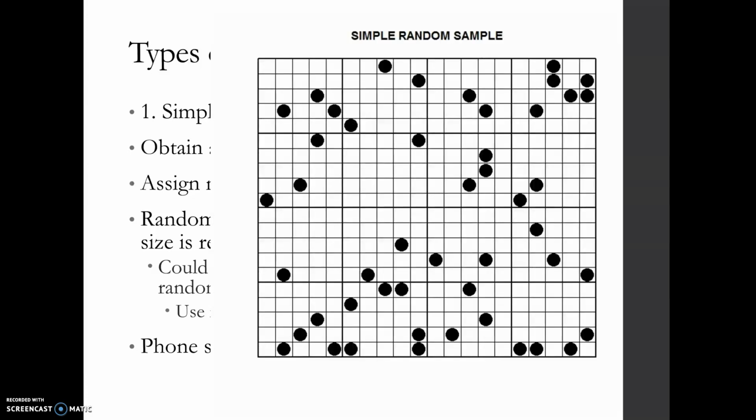So this is what it looked like. Let's say every square represents a person. The solid dot represents that person being selected. You can see the dots are everywhere. You don't see a clear pattern, and you don't really oversample one area over the other. So this is what a simple random sample should look like.